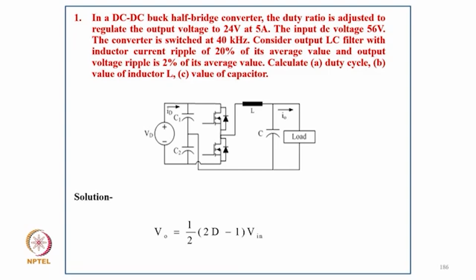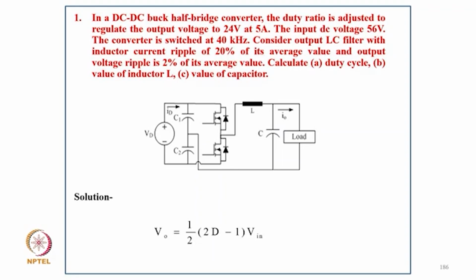Problem number 1: in a DC-DC buck half-bridge converter, the duty ratio is adjusted to regulate the output voltage of 24 volt at 5 ampere. The input DC voltage is 56 volt. The converter is switched at 40 kilohertz. The output filter is designed with inductor current ripple equal to 20% of its average value, and output voltage ripple equal to 2% of its average value. Calculate the duty cycle, the value of the inductor and the value of the capacitor.